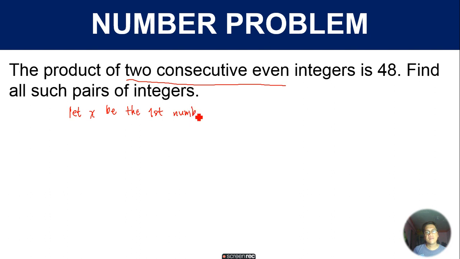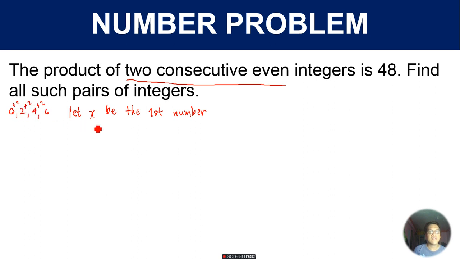and then since it is even, how are we going to get the next number? If we have an even number, suppose you begin with 0, the next even number will be 2, correct? Because 0 plus 2 is 2. And then the next to this will be 4, correct? So, 2 plus 2 will be equal to 4. And then, plus 2 again, so 6. So, what do we do with the first number to get the next consecutive even integer?